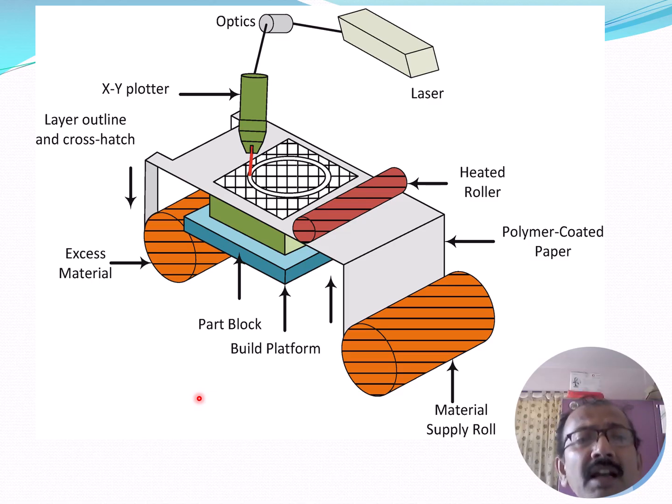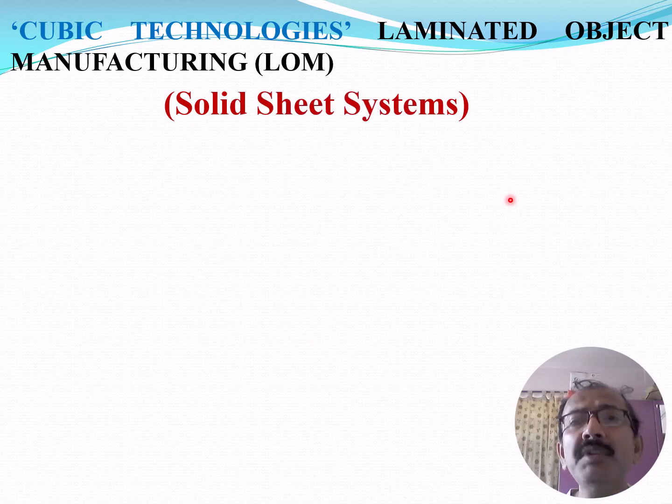So if you see the diagram, this is the XY plotter and this is the excess material. Excess material is rolled with the help of a roller, and this is the supply material. This is the build platform, and finally one layer is on another layer, and one side of the layer has a bonding material. Cubic Technologies, laminated object manufacturing, that is called LOM.